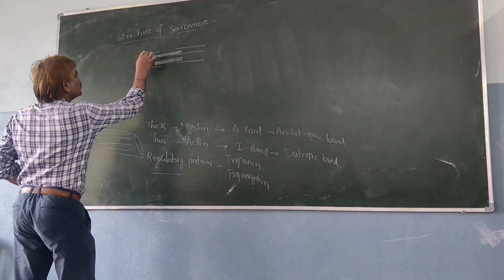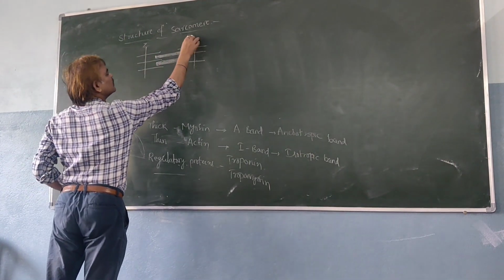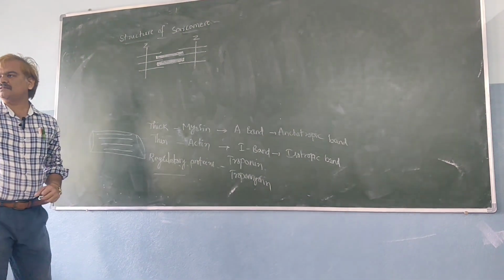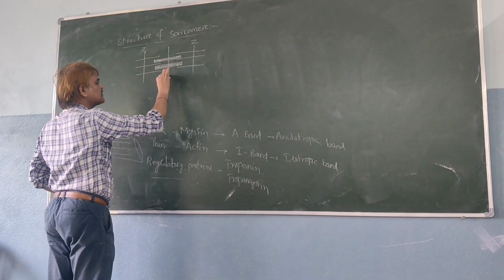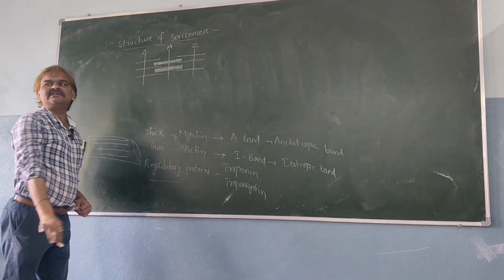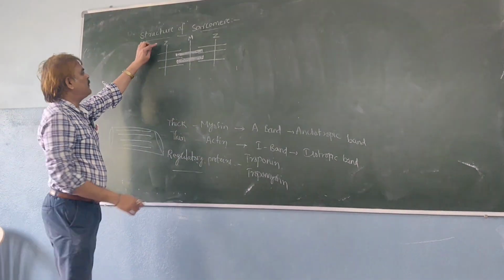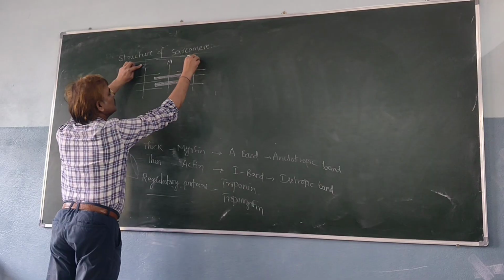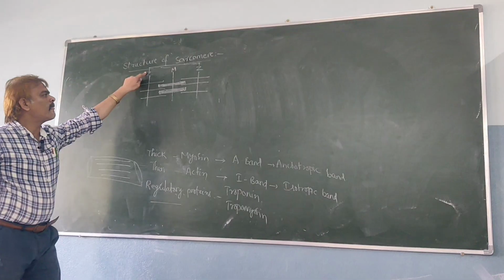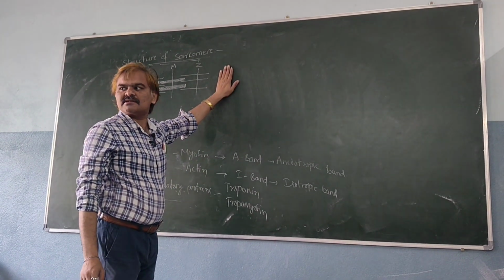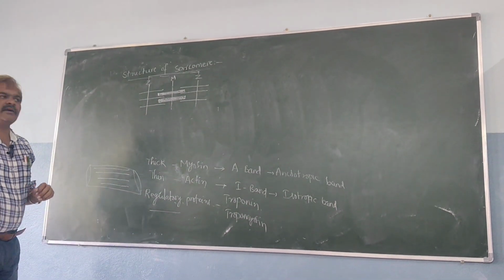Clear? So here one line will be present, and here one line will be present. These lines are called Z lines. The Z lines hold the thin bands. And in the middle one more band is present, that is called the M band. M band holds the thick bands. Clear? What is meant by the sarcomere here? The gap between the two Z lines is called one sarcomere. Again here one more sarcomere will be present, and here one more. Likewise the sarcomeres will be present.